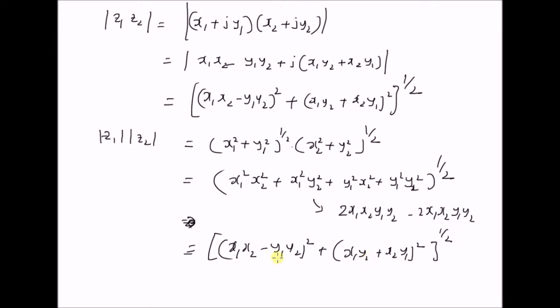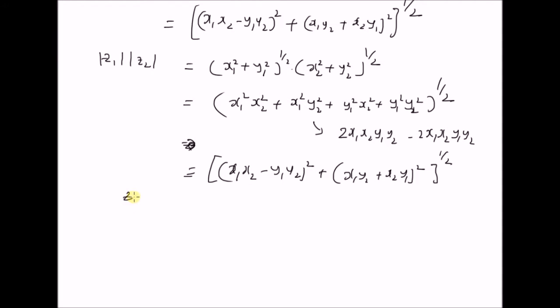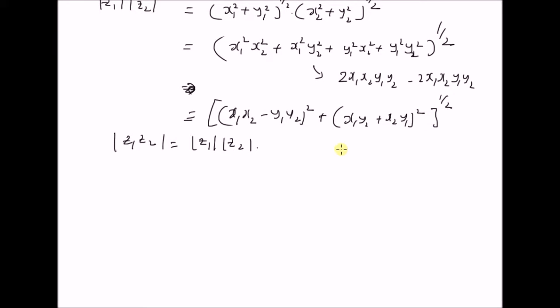And now if we compare the results, the absolute value of the product z1 z2 is clearly equal to the product of the absolute values of z1 and z2 respectively. The product of the absolute values of z1 and z2.